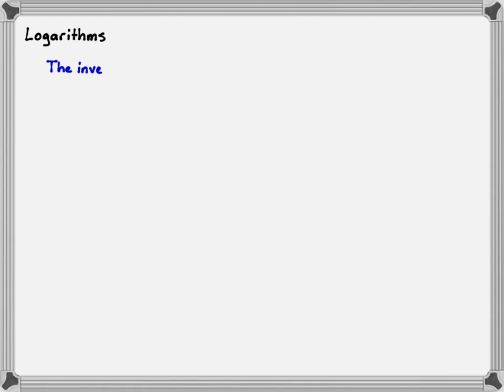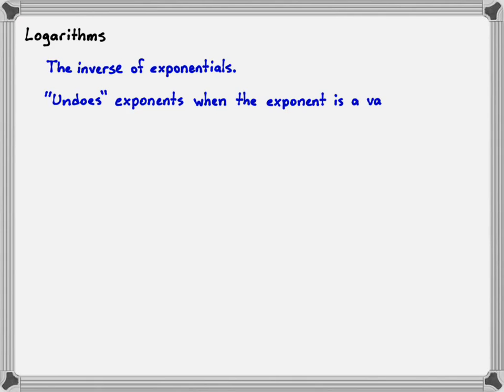And so that's what we're looking at today, and that's what's called a logarithm. The inverse of an exponential function is a logarithm, okay? It undoes exponents when the exponent is a variable. Now notice, it's when the exponent is a variable. If the exponent were a number, so like if the equation, going back, let me go back real fast here.